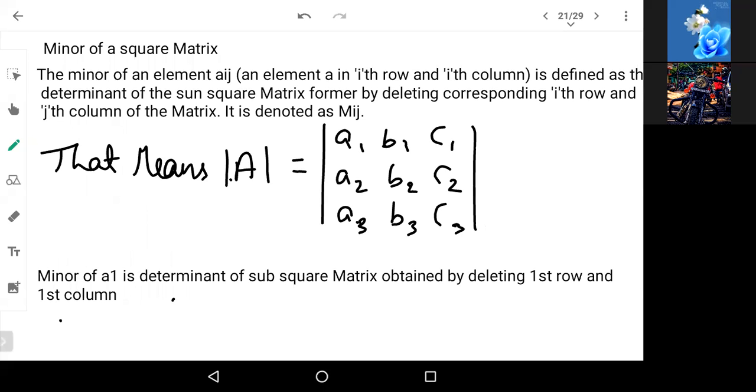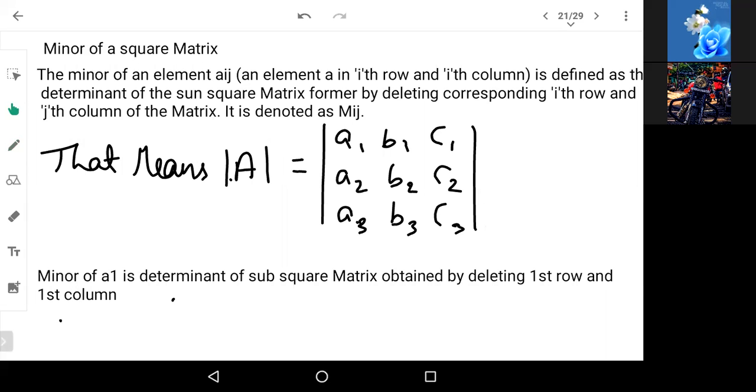Minor of a square matrix. Okay, good. So listen. Now, we already know how to find the minor for a 3 into 3 matrix, right? Now, even for a 2 into 2 matrix, you can find the minor. So let us see how do we find the minor for the square matrix. Now, square matrix is something where the number of rows are equal to the number of columns.